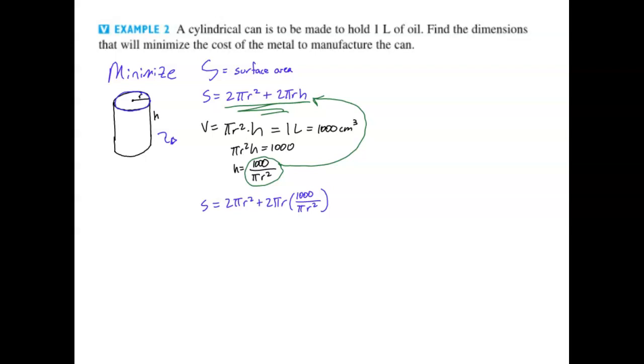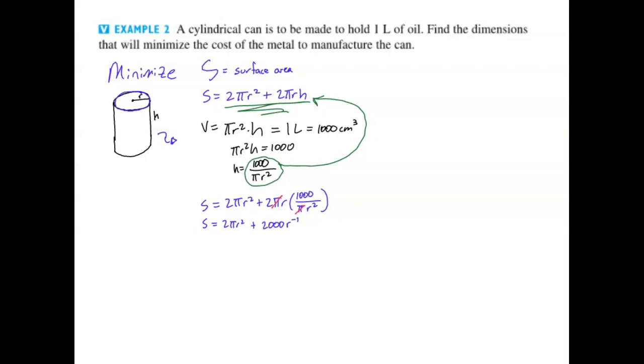All right, before we do calculus with this, we're going to simplify as much as we can. So notice that this pi in the denominator will cancel with this pi in the numerator. I have r over r squared, which can be simplified to r to the negative 1. And 2 times 1,000, so I have 2,000 r to the negative 1. Right?